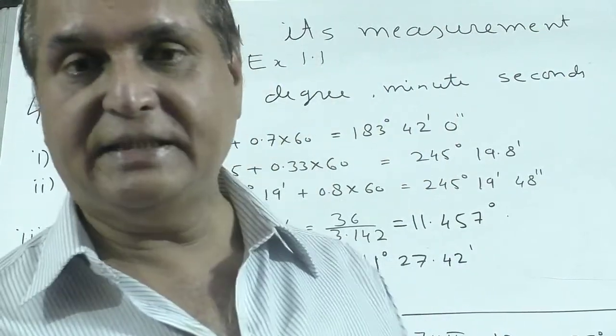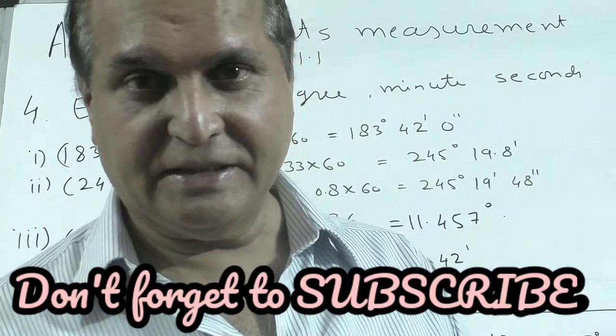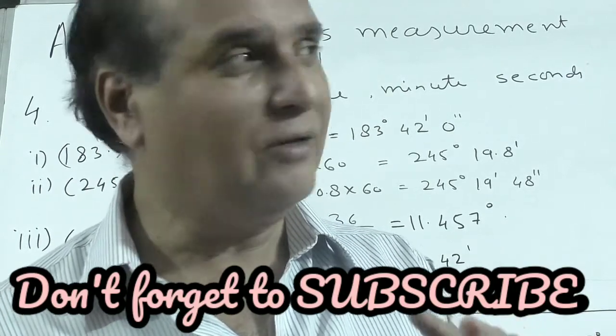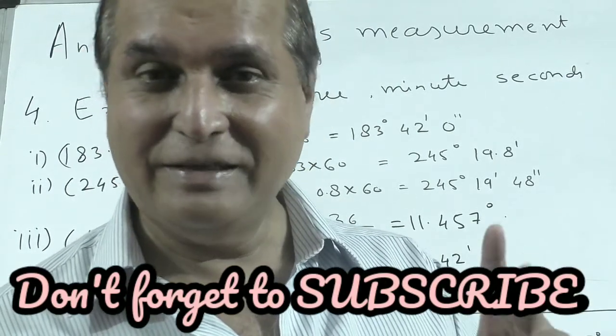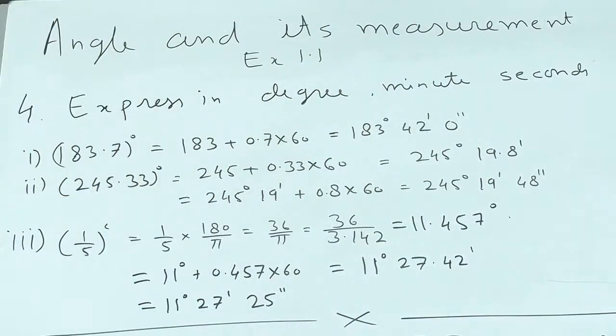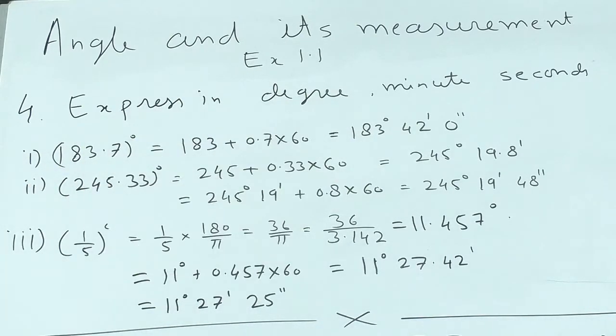Okay, next question. Degree, minute, second. This is the sexagesimal system. 60 seconds make 1 minute, in angle, not in clock. And 60 minutes make 1 degree. So express the angle in degree, minute and second. Minutes and seconds are fractional parts.